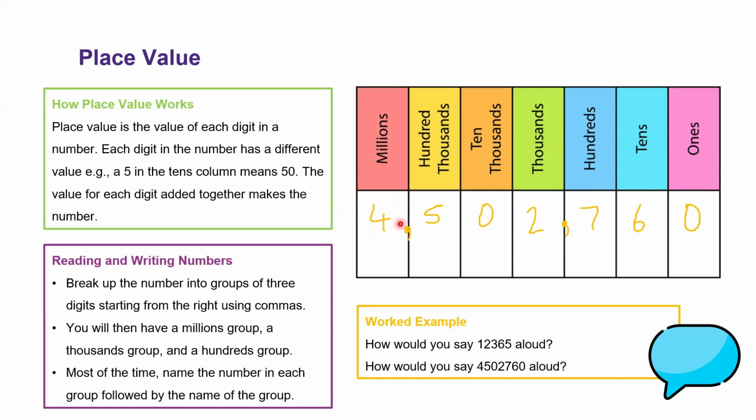This is our millions group. So whatever number we have here, we say that number, then we're going to say the word million. So here, there's just the number 4 there, so this is 4 million. We move on to our thousands group. We just read out this number here. We're going to ignore the rest of the digits. So here we have 502,000. And then lastly, our hundreds group, you just read as normal, 760. So altogether, this is 4,502,760. It's as easy as that.